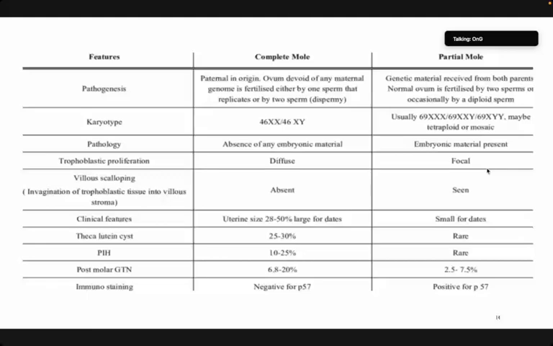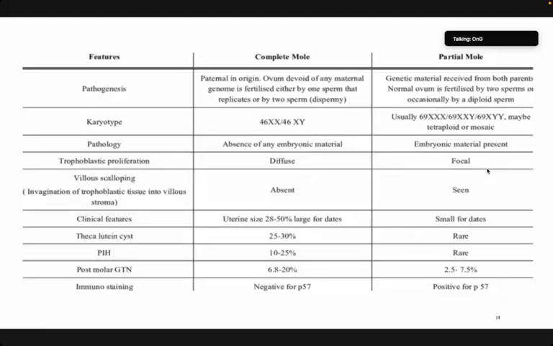Now, this table is just illustrating the differences between the two types of hydatidiform mole. So in terms of histology, pathology, and cytogenetics, as I mentioned, complete mole is mainly of paternal origin, whereas partial mole consists of both maternal and paternal origin. Complete mole is diploid, whereas partial mole is triploid. And with complete mole, there's more likely predisposition to getting a post-molar GTN, whereas with partial mole, the incidence is rare.